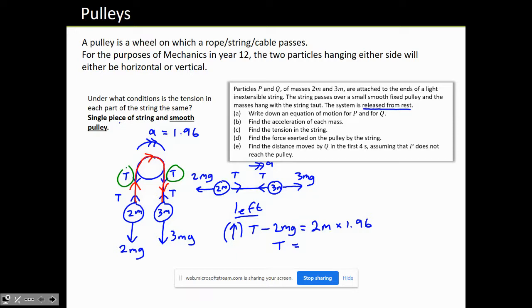So 1.96, let me just get my calculator. We get 3.92. And then I've got to add my 2mg. So 2 times g is 19.6. So add 19.6m.